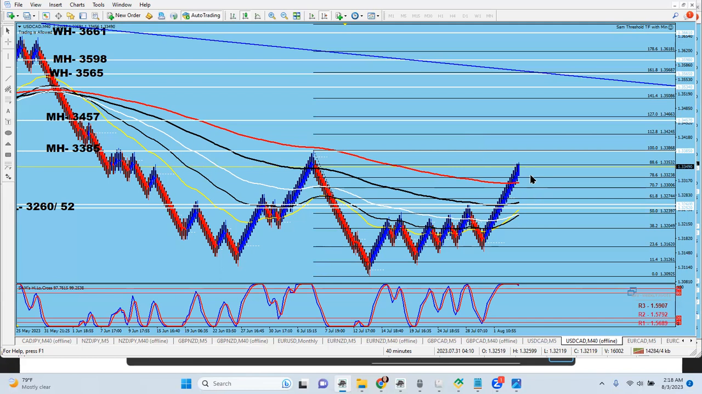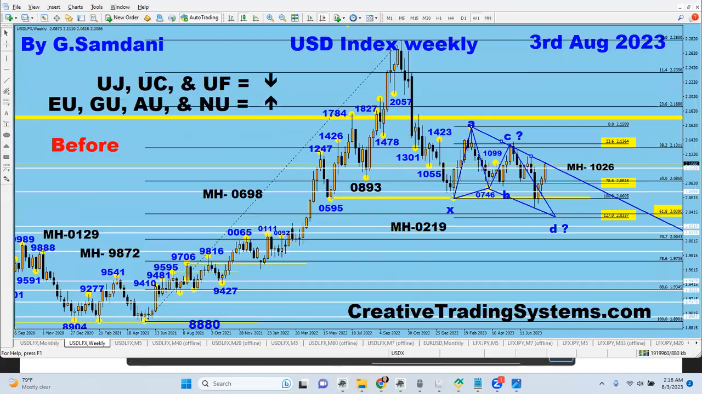But we have patterns here, so pay attention to those, and I will notify you if I have setups in those directions. I just want to make you aware of it. The USD is the theme. I'm expecting the yen to get strong a little bit.